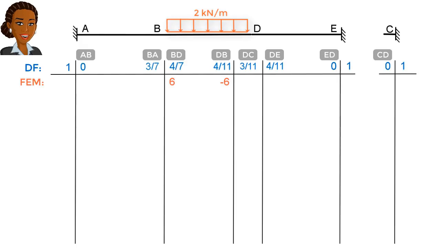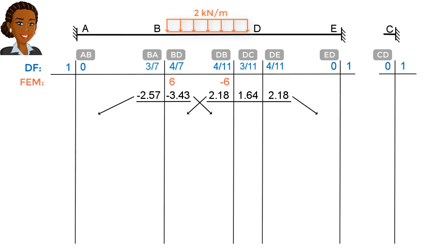Let's start by balancing joint D. We need a moment of 6 kilonewton meters to balance the joint. This value needs to be distributed among the 3 members according to the distribution factors, like this. We then balance joint B. Since all the joints are balanced, we determine the carryover moments and add them to the table, like this.